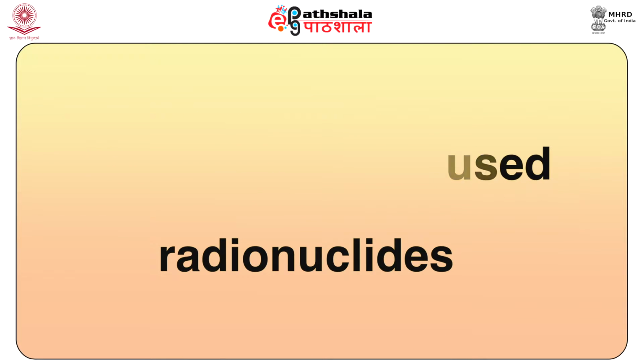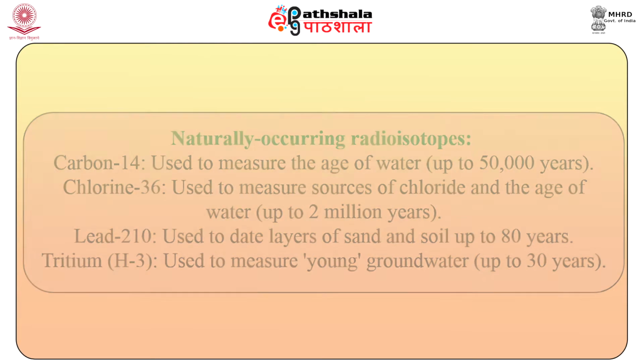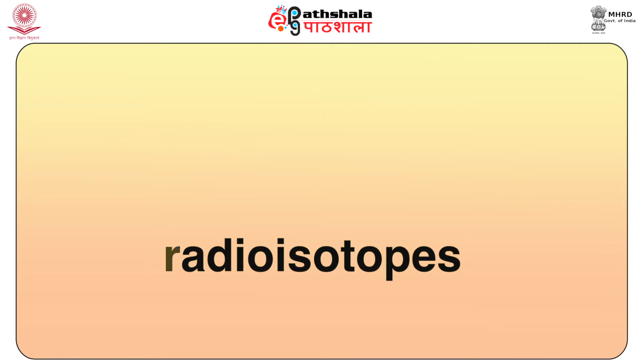Some commonly used radionuclides. Naturally occurring radioisotopes: Carbon-14, used to measure the age of water, up to 50,000 years. Chlorine-36, used to measure sources of chloride and the age of water, up to 2 million years. Lead-210, used to date layers of sand and soil up to 80 years. Tritium (H-3), used to measure young groundwater up to 30 years. Artificially produced radioisotopes.